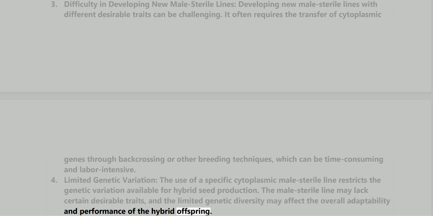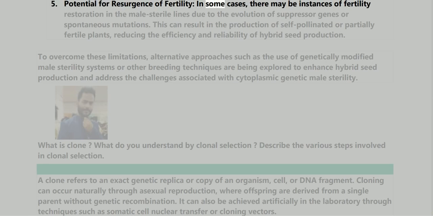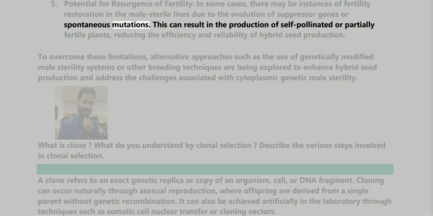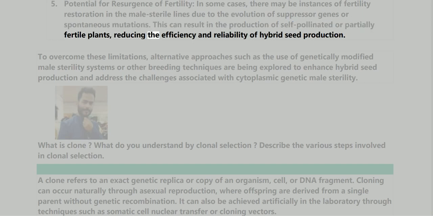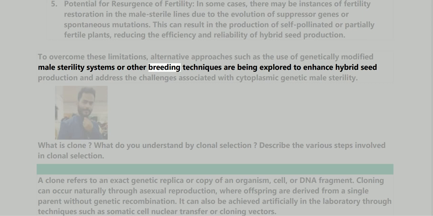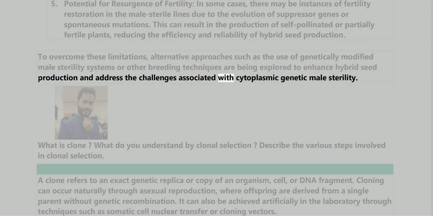5. Potential for resurgence of fertility. In some cases, there may be instances of fertility restoration in the male sterile lines due to the evolution of suppressor genes or spontaneous mutations. This can result in the production of self-pollinated or partially fertile plants, reducing the efficiency and reliability of hybrid seed production. To overcome these limitations, alternative approaches such as the use of genetically modified male sterility systems or other breeding techniques are being explored to enhance hybrid seed production and address the challenges associated with cytoplasmic genetic male sterility.